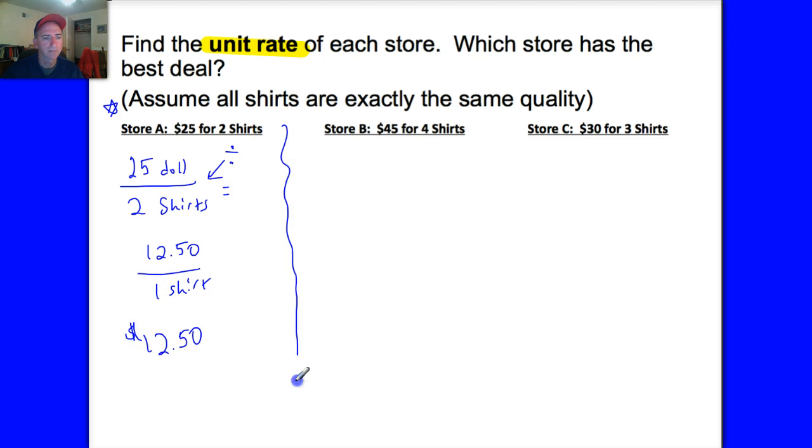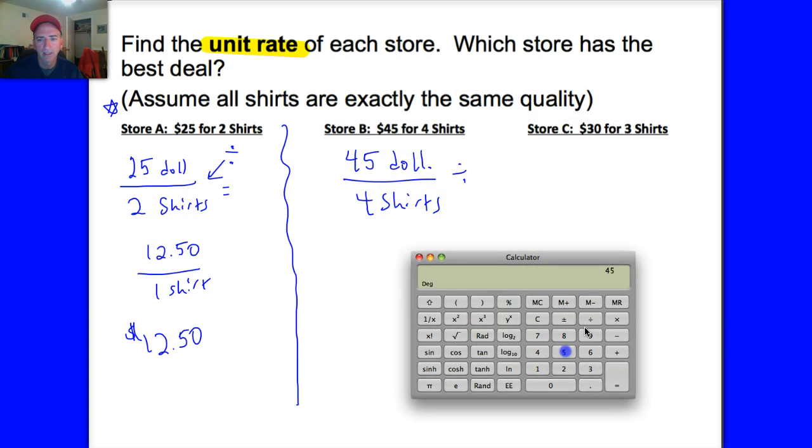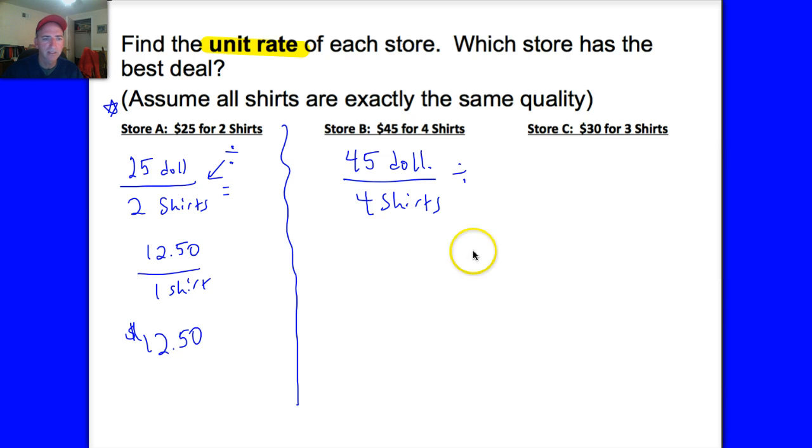Okay? All right, well, let's take a look at store B. We do the same thing. We got $45 as our numerator per 4 shirts. Okay, so divide it. Just grab your calculator and divide it out. 45 divided by 4. Let me show you something just because I can and it's cool. I can do this. 45 divided by 4. $11.25. All right, sweet. Let me get my pen back. Whoops, there we go. $11.25.